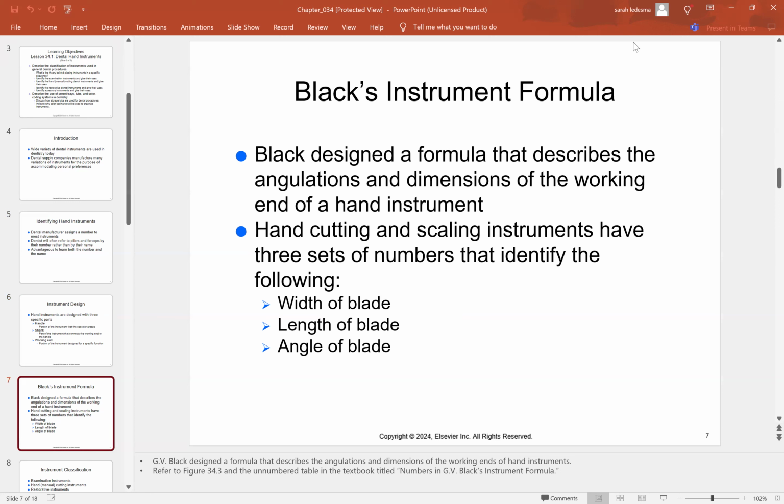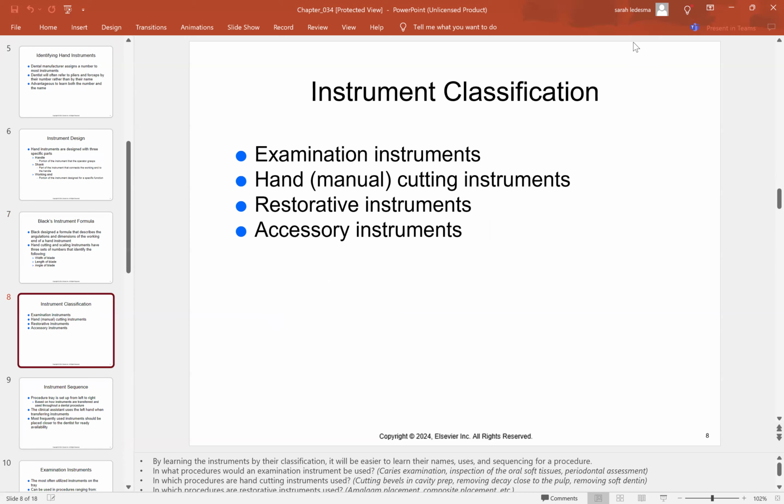Black's instrument formula. Black designed a formula that describes the angulations and dimensions of the working end of a hand instrument. Hand cutting and scaling instruments have three sets of numbers that identify the following: the width of the blade, the length of the blade, and the angle of the blade. Instrument classification: we have examination instruments, hand or manual cutting instruments, restorative instruments, and accessory instruments.